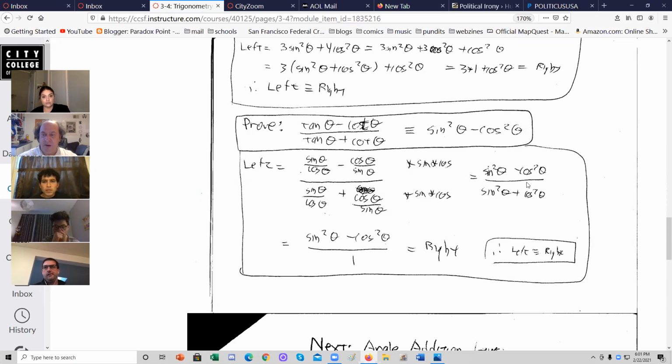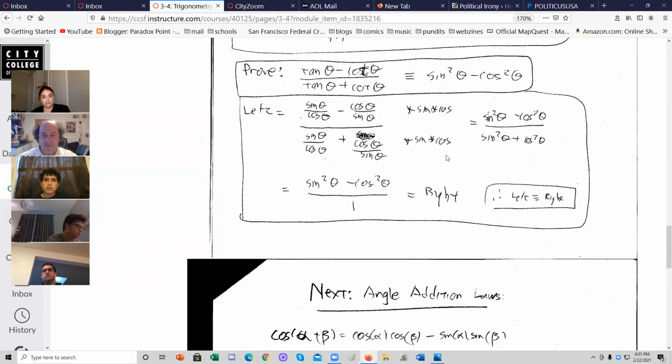But this denominator, sine squared plus cos squared, is identical to 1. So we make that replacement. And then anything divided by 1 will just be the numerator, sine squared minus cos squared in this case. That equals the right side, and therefore the left is identical to the right, and the identity is proved.